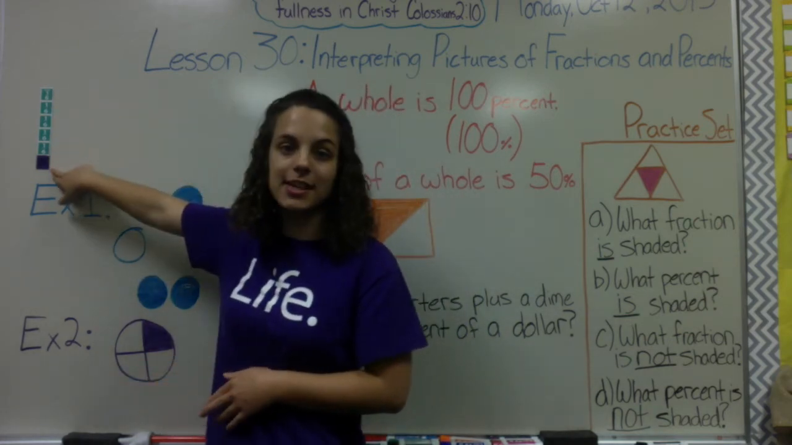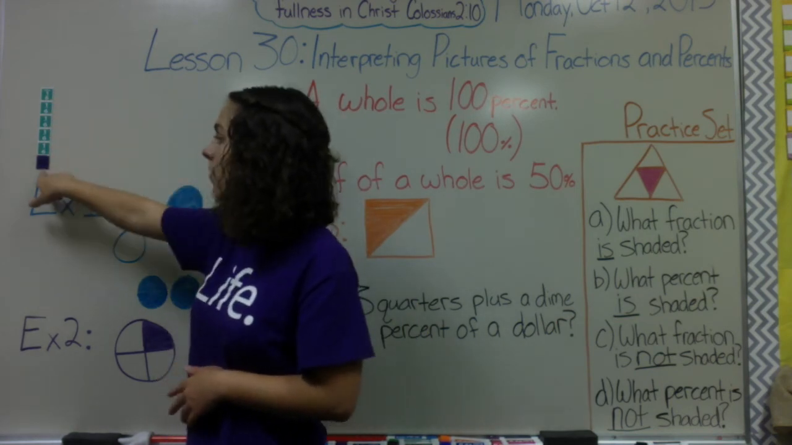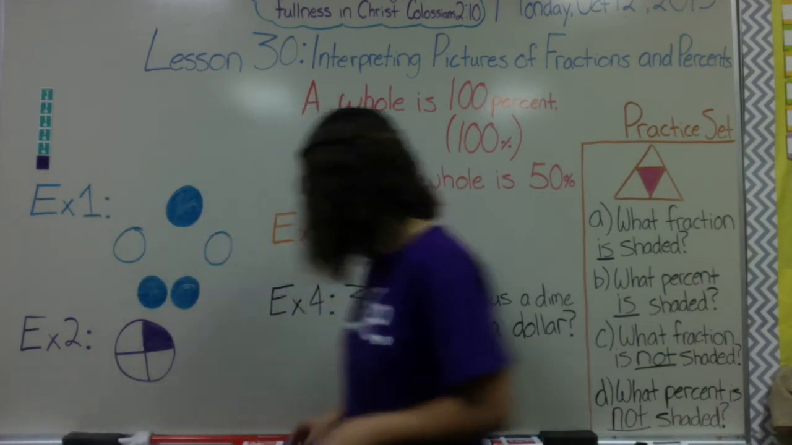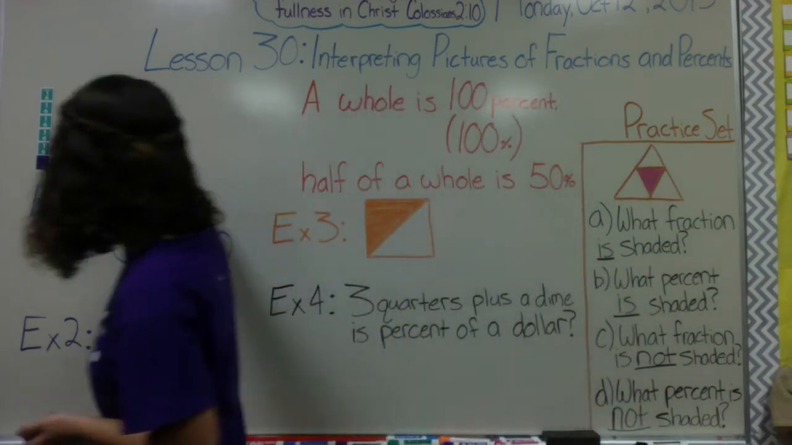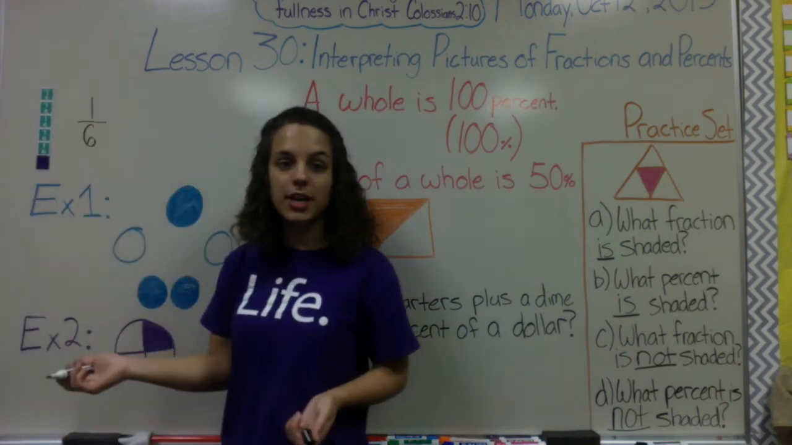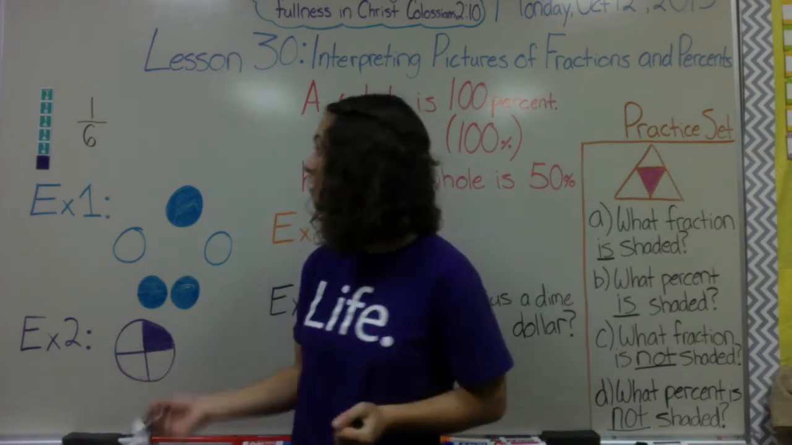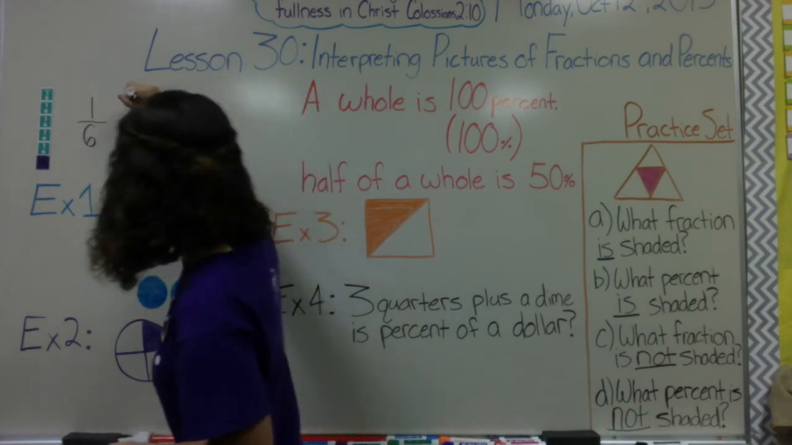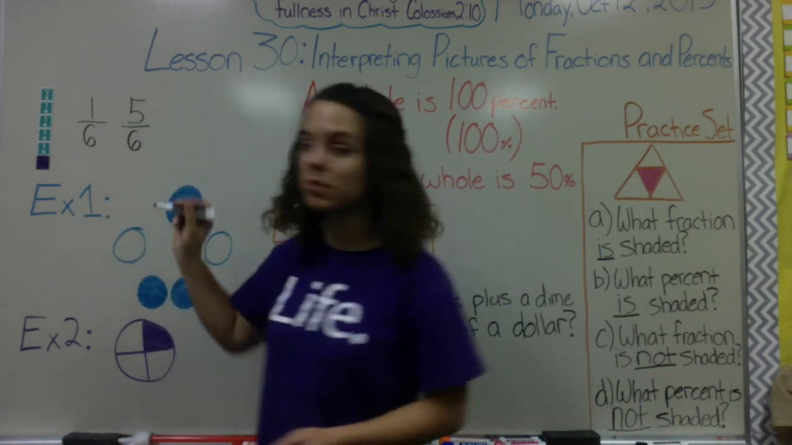The first thing that we're going to look at is a rectangle. It's split up into 6 equal parts, and I have one box shaded. How would you write that as a fraction of the portion that is shaded? You would write 1/6 is shaded. And then how many would not be shaded? You have 1, 2, 3, 4, 5 out of 6 parts altogether. So 5/6 would not be shaded.